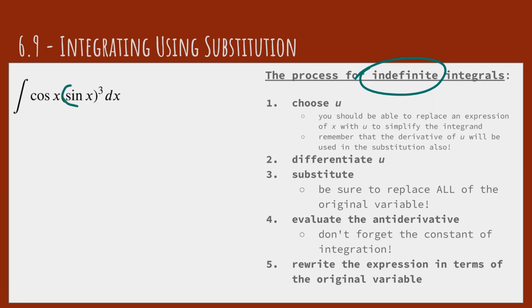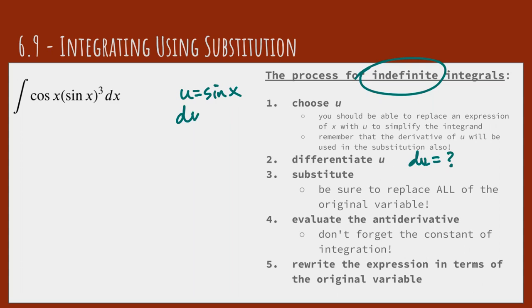So I'm going to choose u to be this inner function here. So thinking about this being the reverse of the chain rule, that looks like an inner function. So I'm going to let u equal the sine of x. And then what we're going to do is we're going to differentiate u. So we're looking for du equals something in terms of x dx.